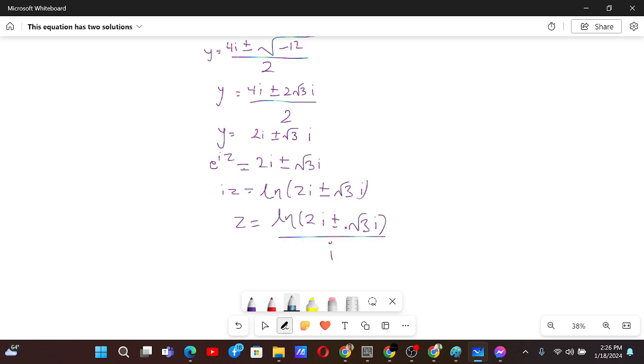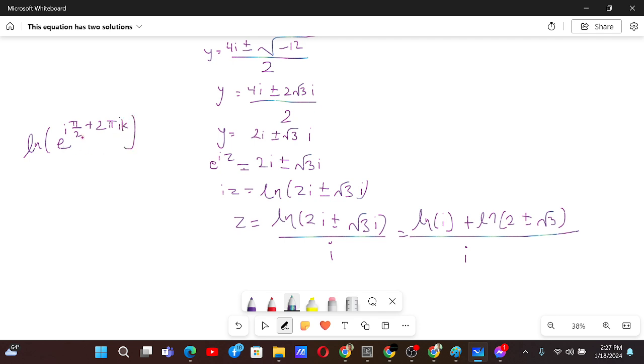Now we can use the property of logarithms so that we can write it as ln of i plus ln of 2 plus minus root 3. Now for ln of i, it is just i pi by 2, since e to the power i pi by 2 is i. And plus we can also write over here 2 pi i times k, because e to the power 2 pi i times k is just 1.